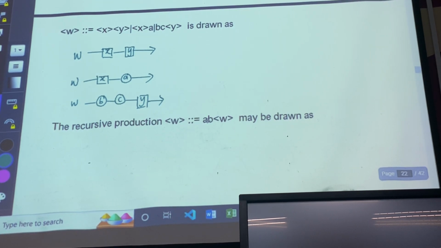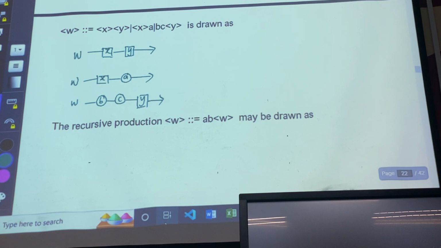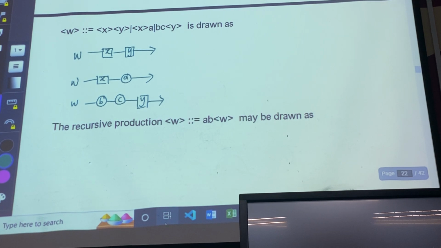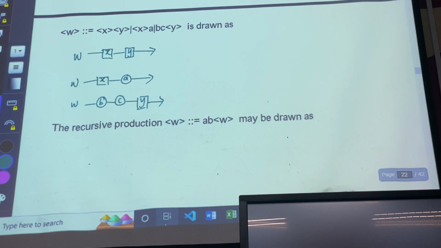Okay, how to draw this? Syntax diagram. Can you try to draw this first? W substitutes with A, B, W for the syntax. There can be many ways to draw sometimes, and not necessarily you must have the same answer as a friend. As long as your substitution is correct, then it will be acceptable already.